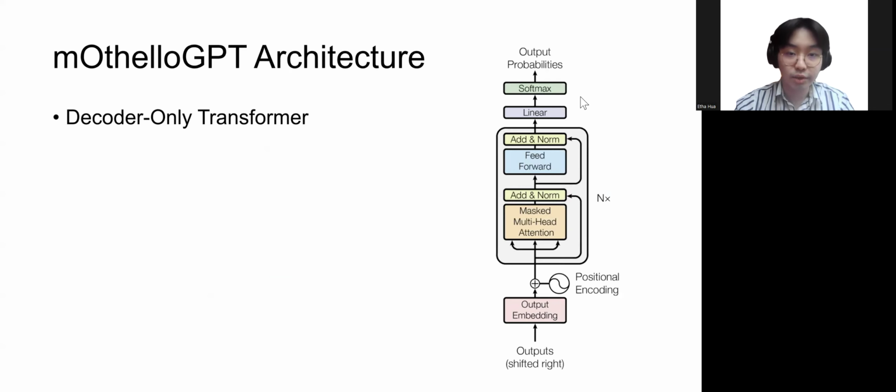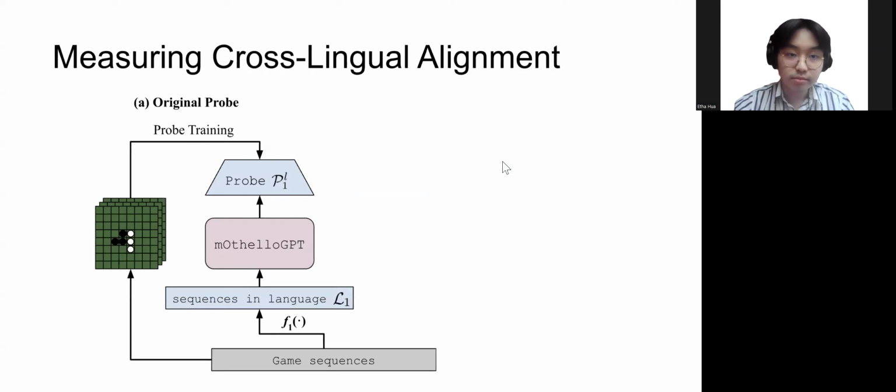As for the models, we use a GPT-2 model, which is a standard architecture in sequence modeling tasks. Next, we need to find a way to measure whether representations are aligned or not. Here, we introduce cross-lingual alignment probing.